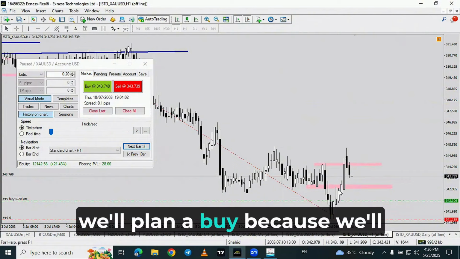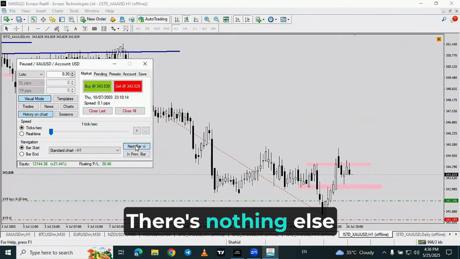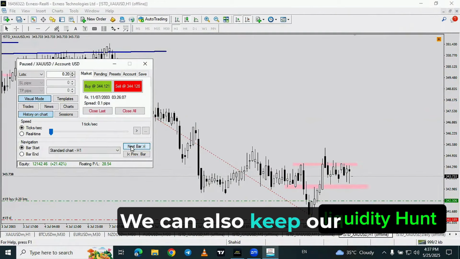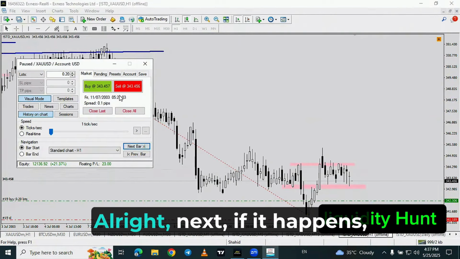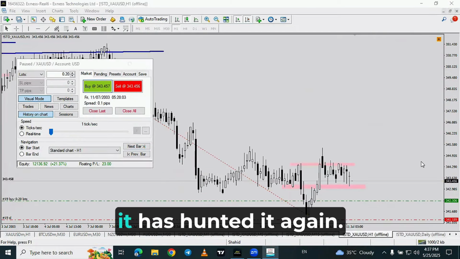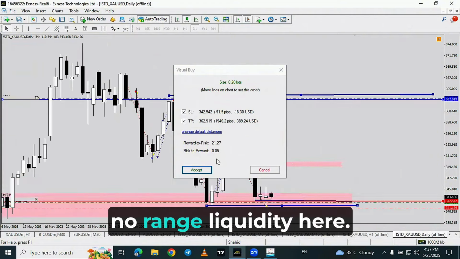Here we'll plan a buy because we'll keep it slightly below and our first target will be this. There's nothing else in the market. This engulfing can make it bearish. We can also keep our first target here. All right, next, if it happens, we'll enter the market again, because the liquidities, look, it has hunted it again. The buy we made here, the reason was that there's no range liquidity here.